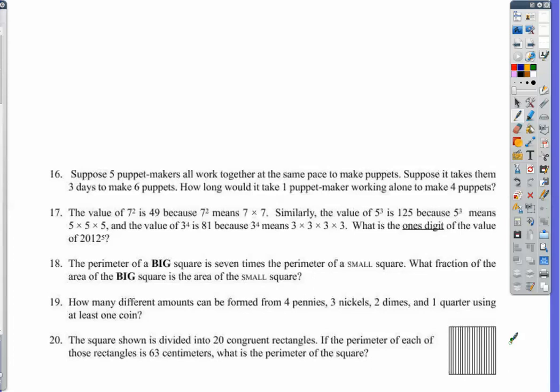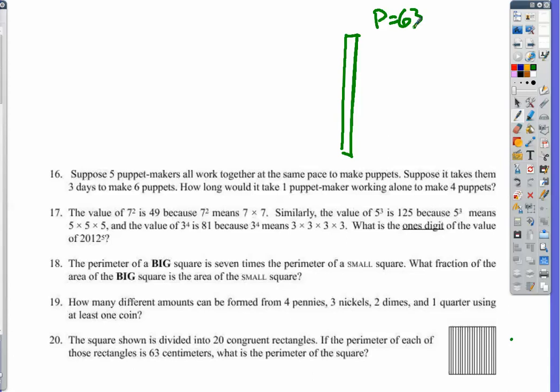All right, last one. The square shown is divided into 20 congruent rectangles. Congruent means exactly the same. If the perimeter of each of those rectangles is 63, and it says the perimeter, right? Perimeter equals 63. Then what is the perimeter of the whole square?